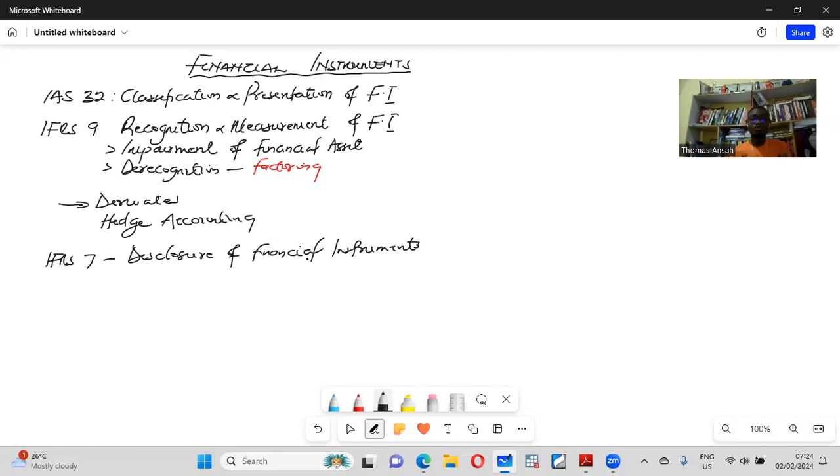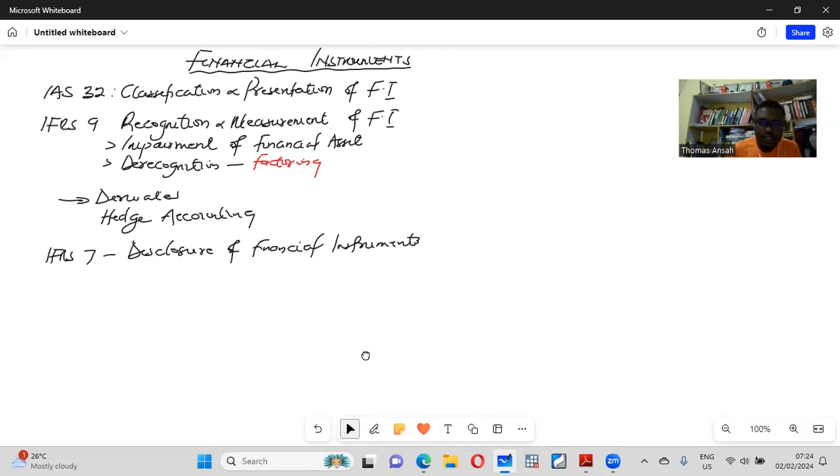So you see, there's a lot to do in here. So let's just jump in and go into IAS 32 for the start. So we're looking at IAS 32. That is talking about the presentation, what a financial instrument is, and the classification and the presentation of it. So let's say classification and presentation of financial instruments.